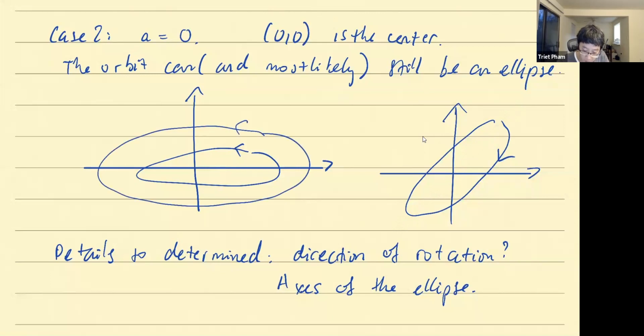And by the way, that's just one ellipse. Basically, the solution curves will be a bunch of ellipses, depending on how you start. So it's not just one ellipse. One ellipse for one initial condition, and you can have many ellipses depending on where you start.